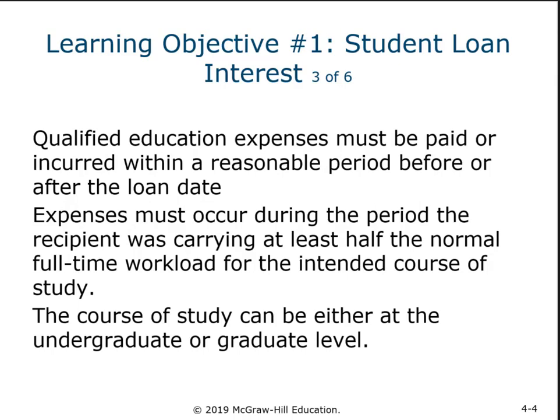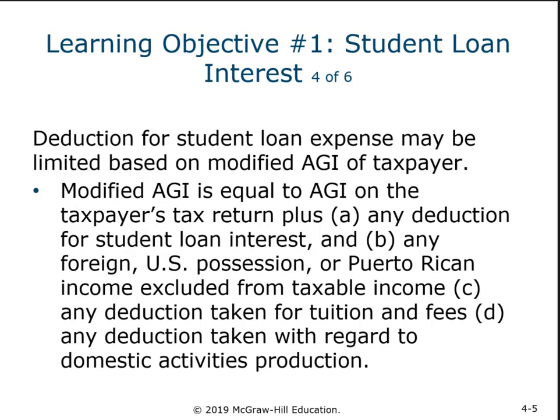And it has to happen while you're a full-time student. At least half the normal full-time load. That's basically the definition in the tax law of a full-time student: half the normal full-time workload. And it can be graduate or undergraduate, doesn't matter. So those are the things about the loan you need to make sure that you're doing it for.